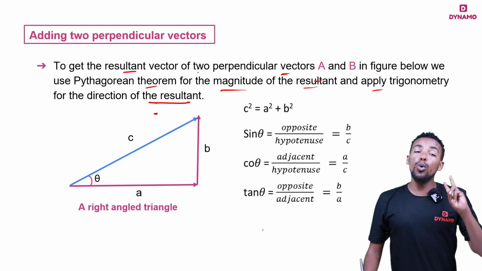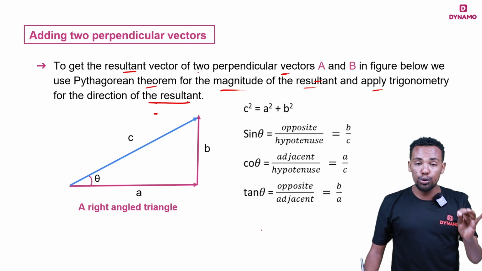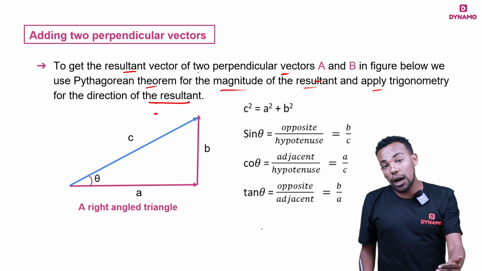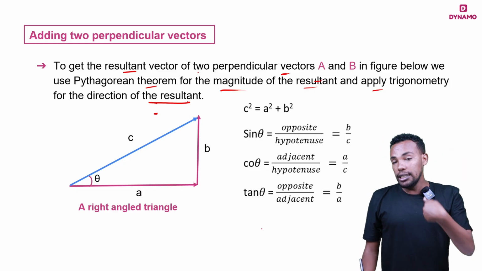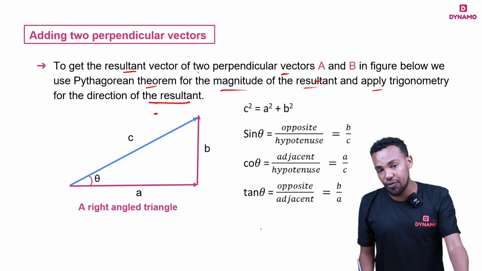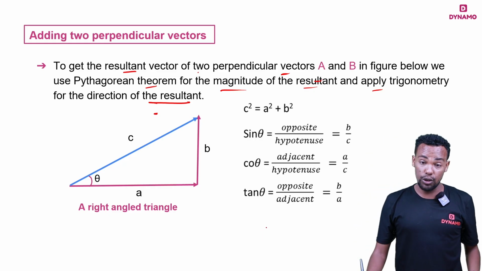So when you want to add two perpendicular vectors, you have to remember the Pythagoras theorem to get the magnitude of the resultant vector, and apply the trigonometric function to get the direction of the resultant vector.